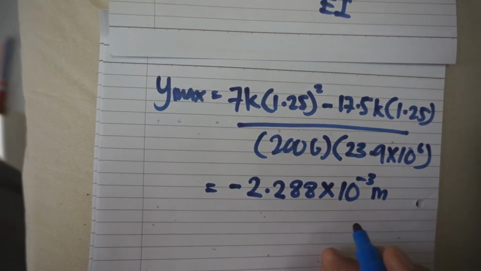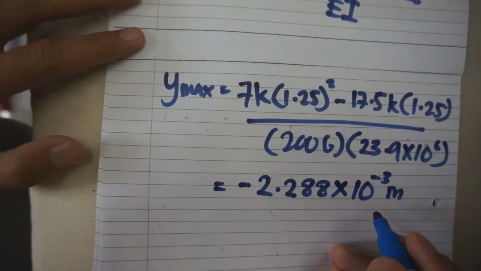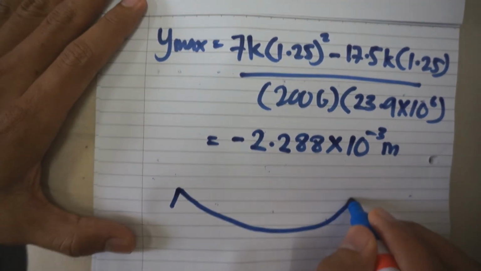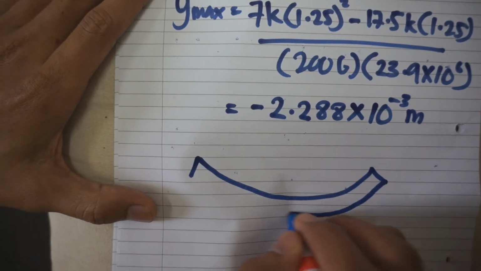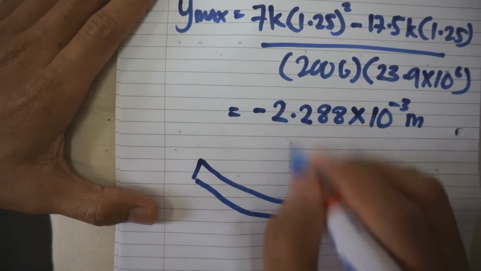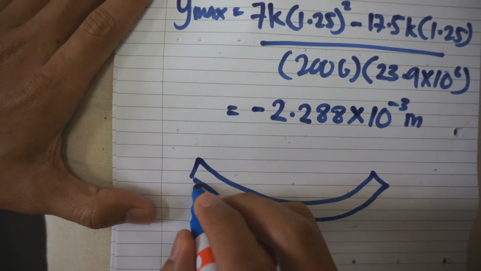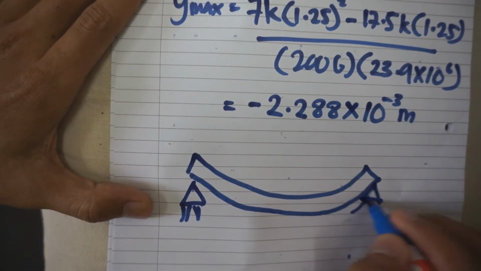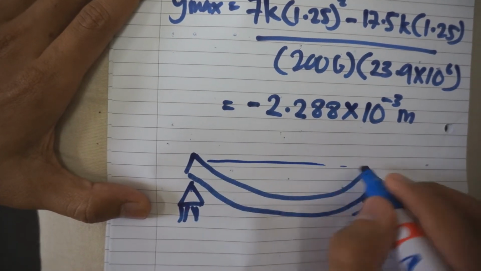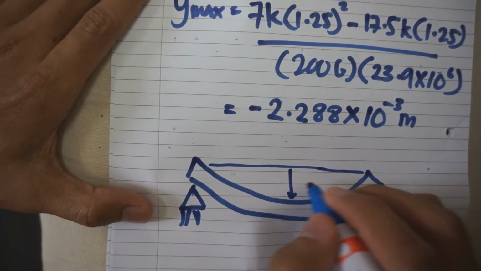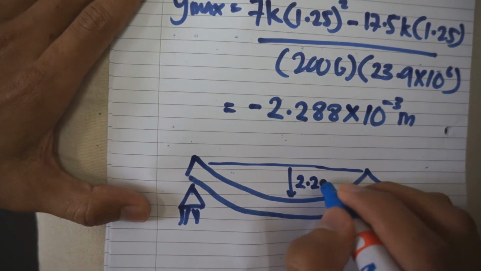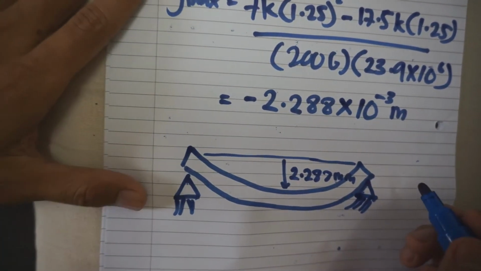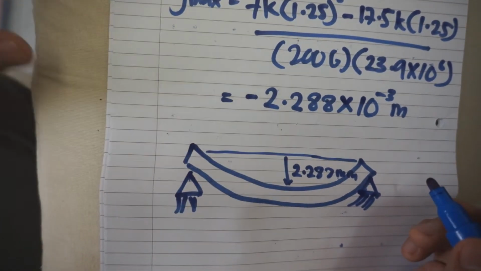That means the beam is bending like this. It bends downward. This one is the support, and it bends 2.288 millimeter downward. Okay, that's all. Thank you.